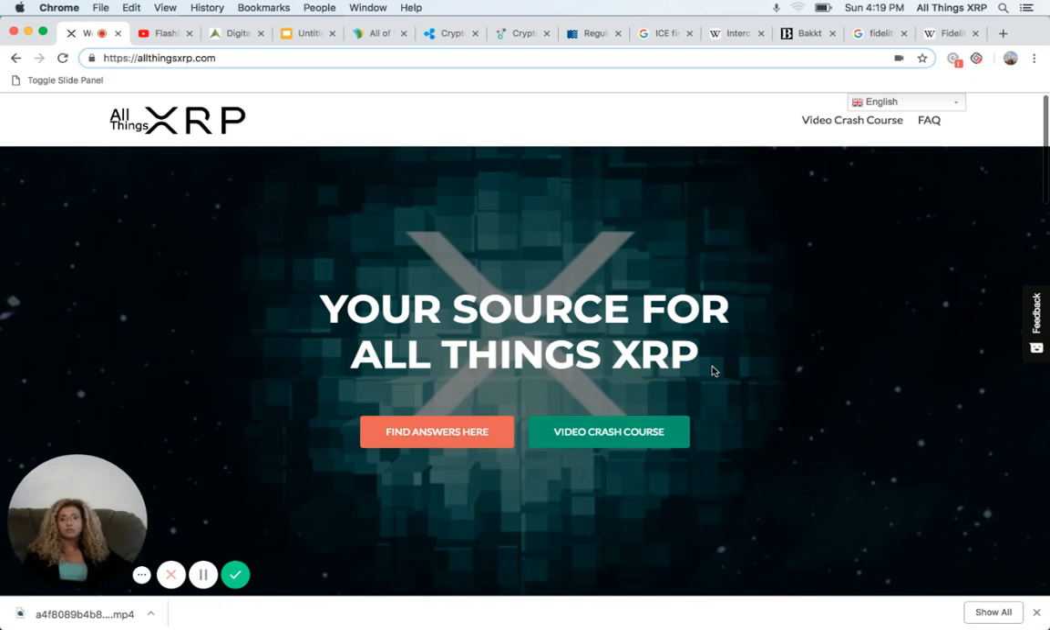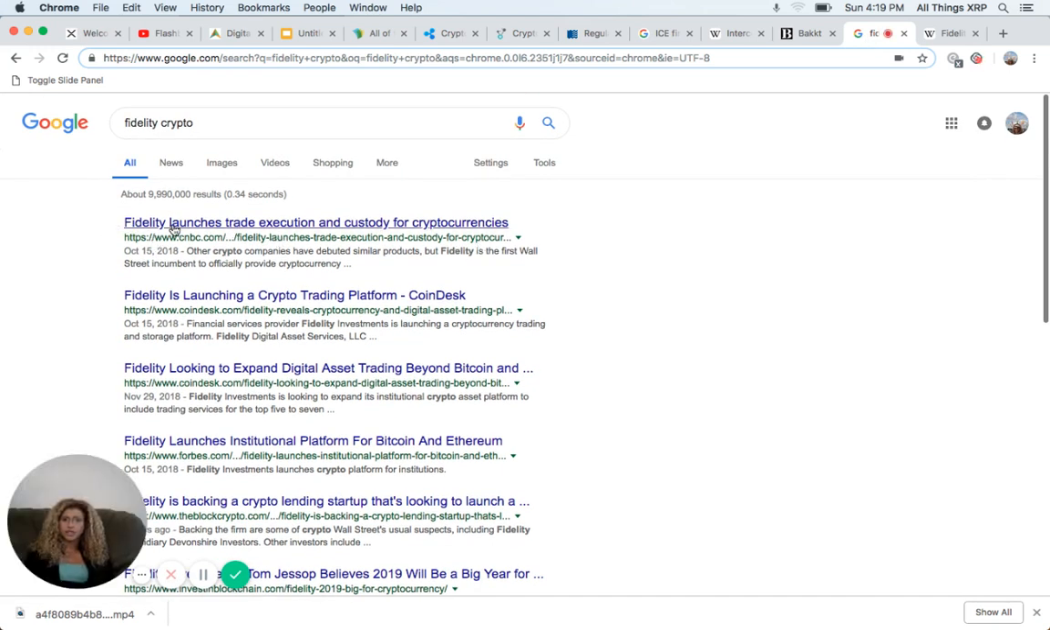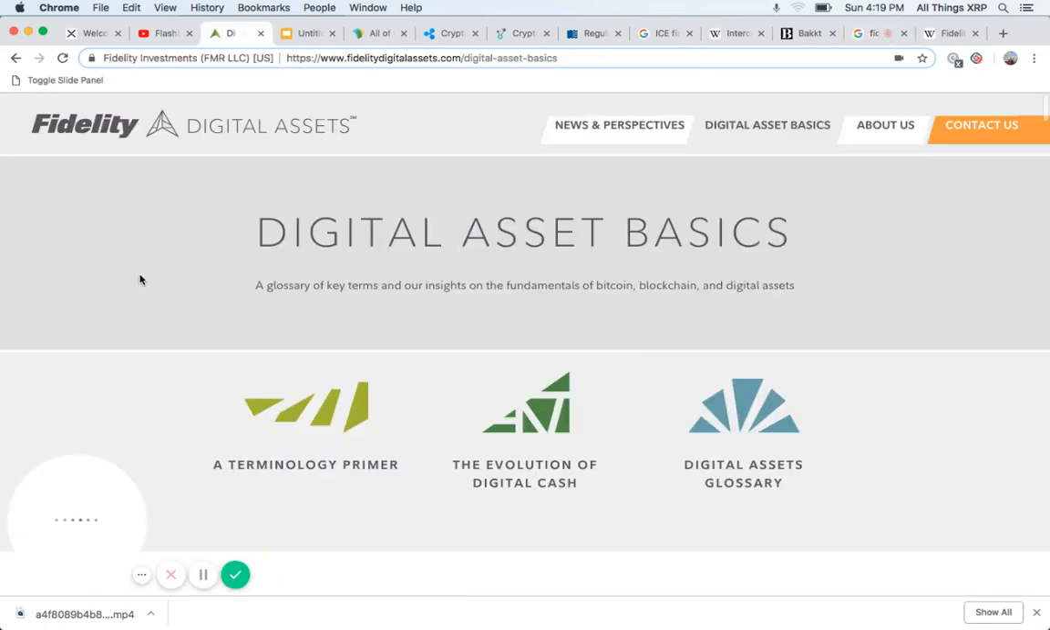The term crypto asset is just really the commingling of cryptocurrency and digital assets mixed together. So as I said a minute ago, you can use cryptocurrency, digital asset, and crypto asset interchangeably, and you will see them commingled. Here we have Fidelity launches trade execution and custody for cryptocurrency. Fidelity is launching a crypto trading platform, yet when we go to the Fidelity site, they prefer to talk about it as digital assets. So again, digital assets, cryptocurrency, and crypto assets, you can refer to them in the same way.